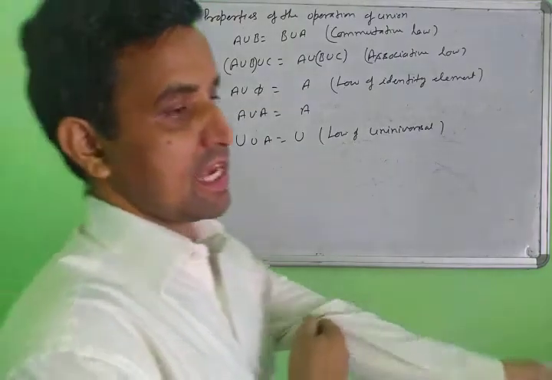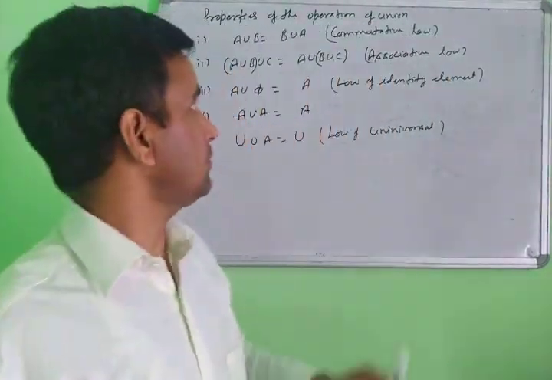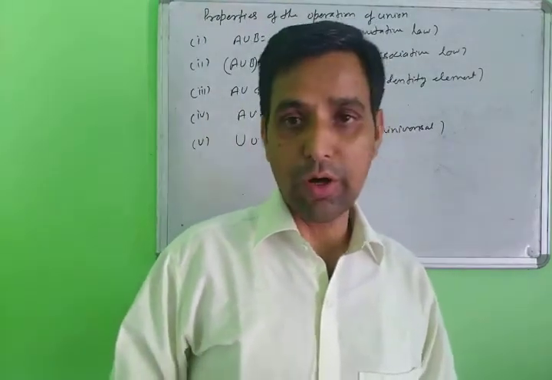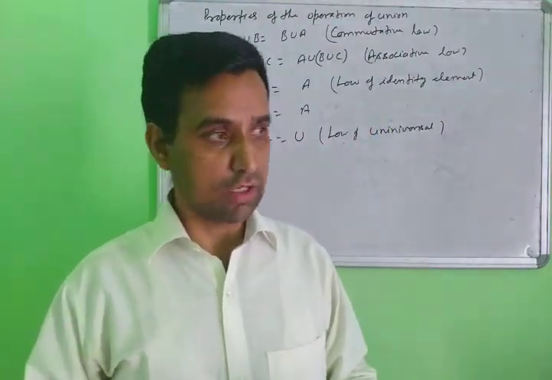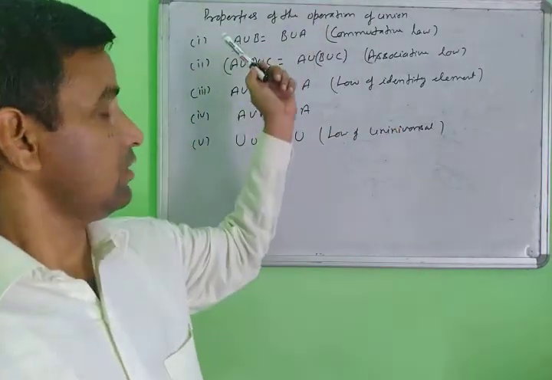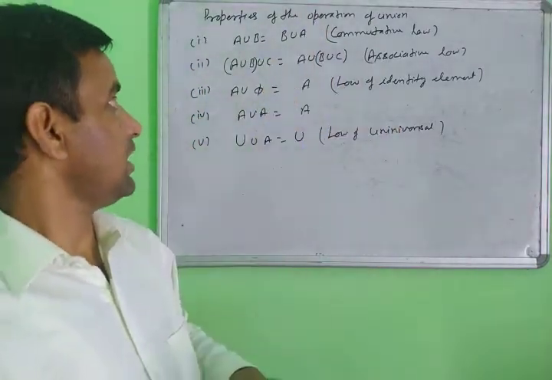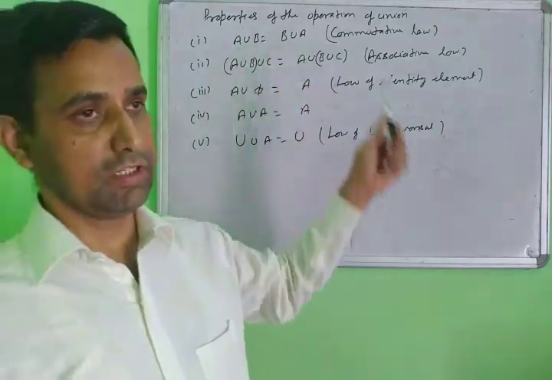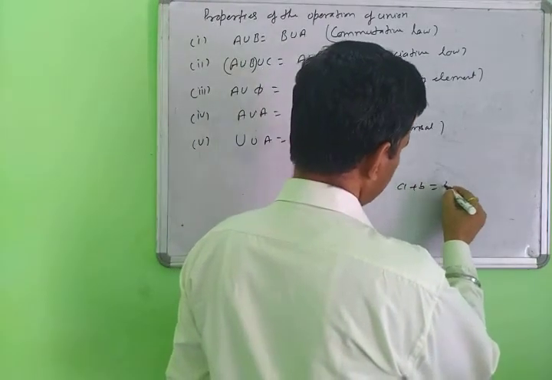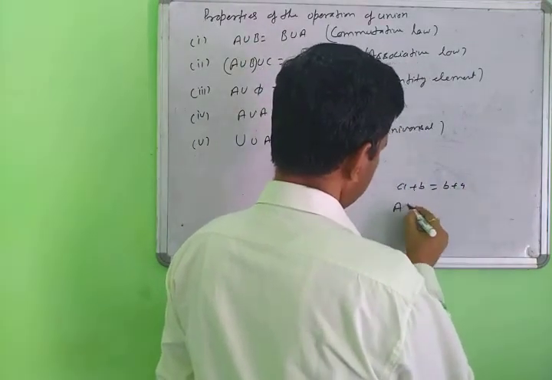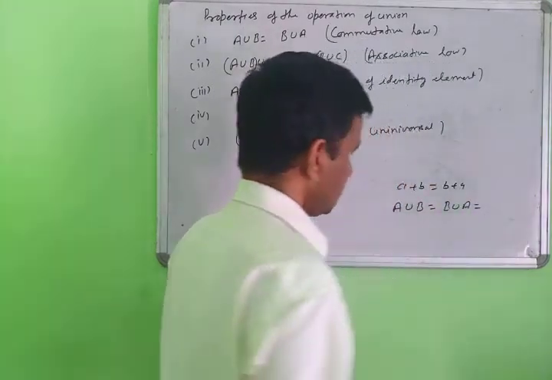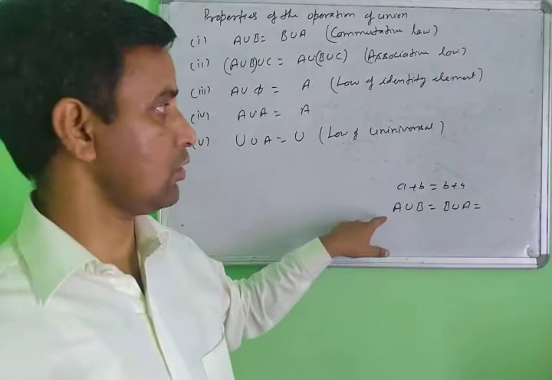Yes class, next point here, properties of the operation of union. When you use the union of sets, what properties hold? Suppose A union B equals B union A. This is the commutative law. Commutative law means A plus B equals B plus A. Same thing here, A union B equals B union A. This is called the commutative law.